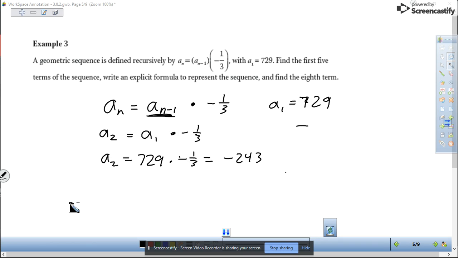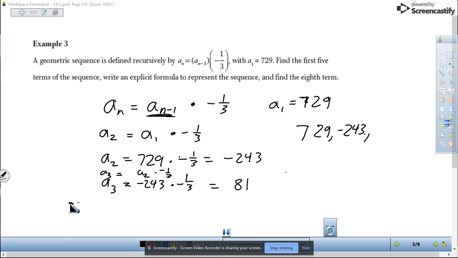Okay, so I can start generating my sequence: 729, comma, negative 243. And now I need to find A3. So A3 would be negative 243 times negative 1/3, because the previous term would be A2, right? A3 would be A2 times negative 1/3, right? So multiply by negative 1/3 again, and you get positive 81.